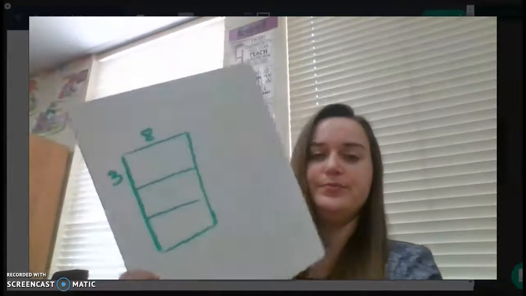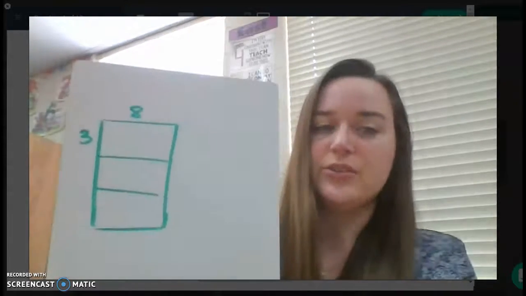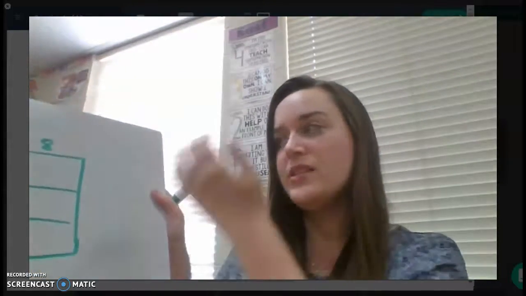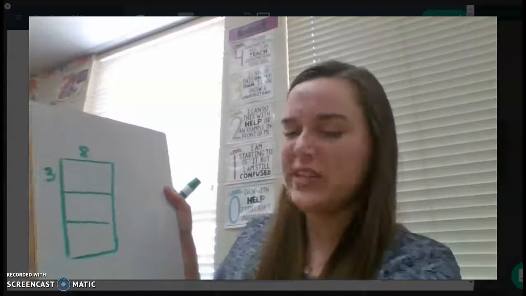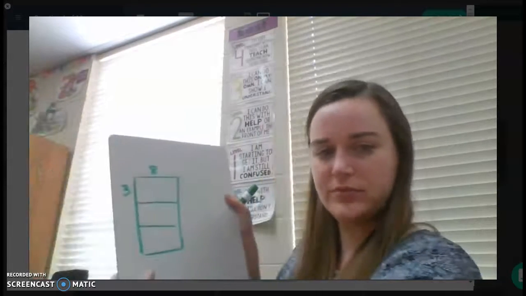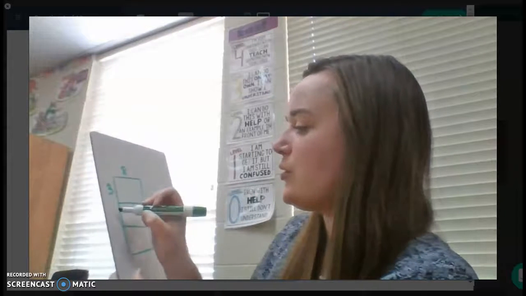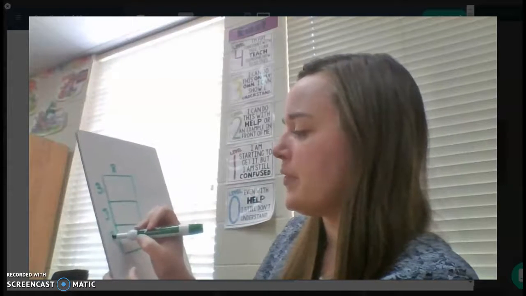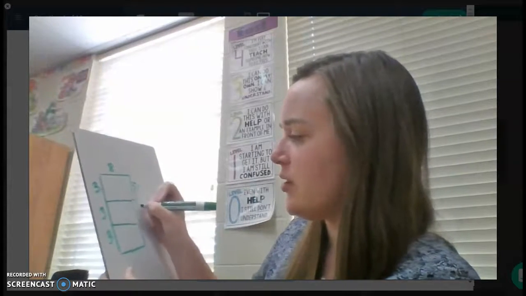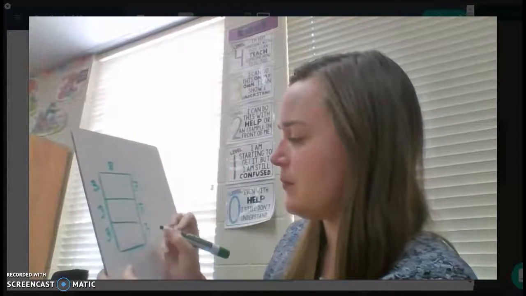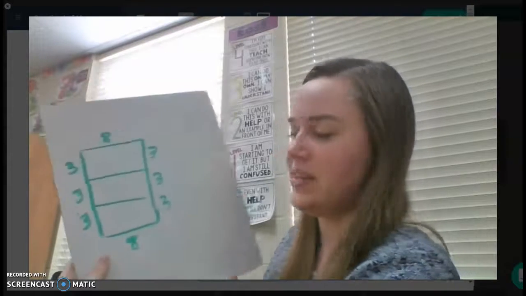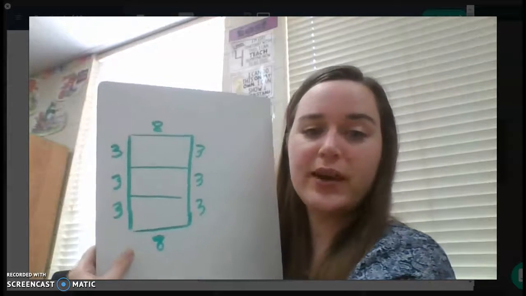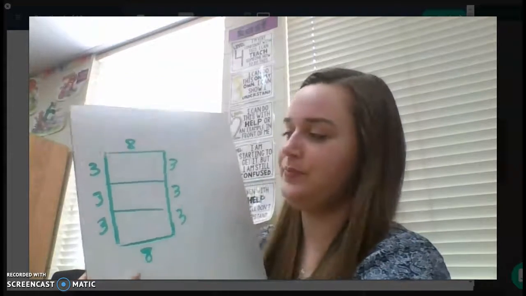So with this, I have drawn a picture here. So we have the 3 rectangles. And because we need to find the perimeter, we need to fill out the rest of the perimeter. Make sure I'm on the screen. So I'm going to put 3's on each of these and an 8 on the bottom. Then all we have to do is add it all up.